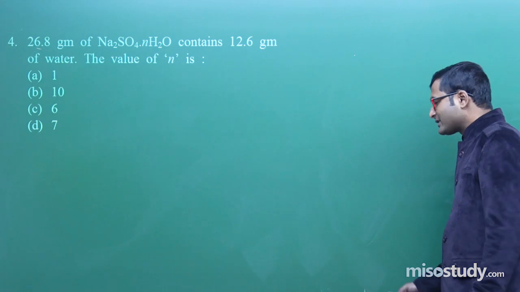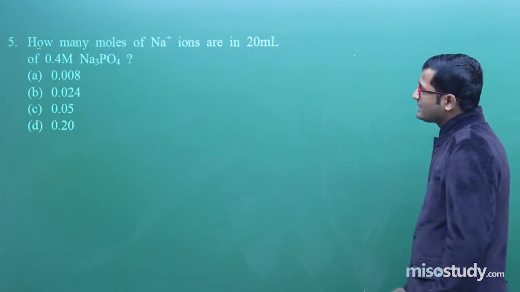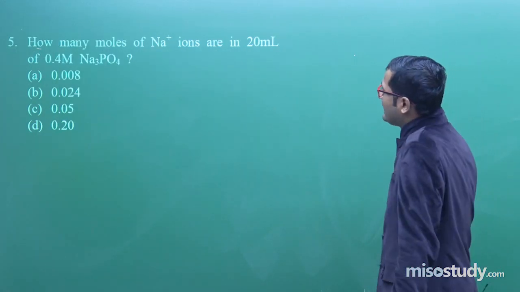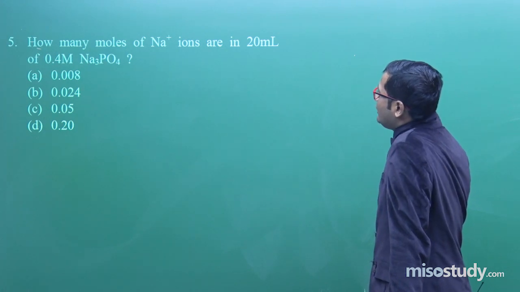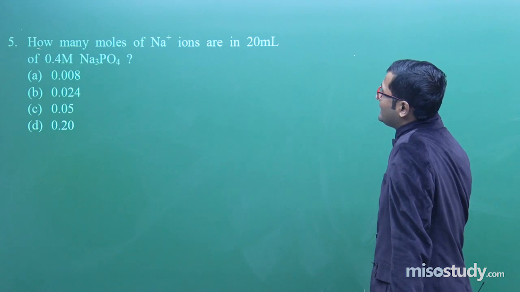What is given in the next question? Check it out. The question is, how many moles of Na plus ion are in 20 ml of 0.4 molar Na3PO4?